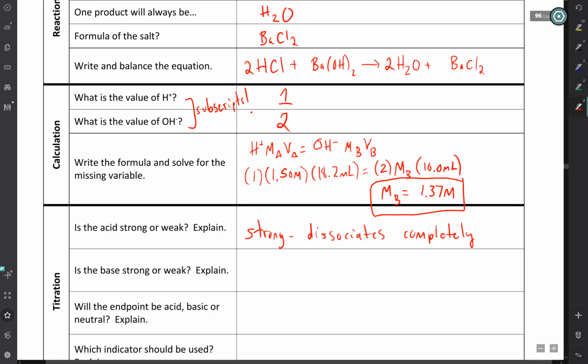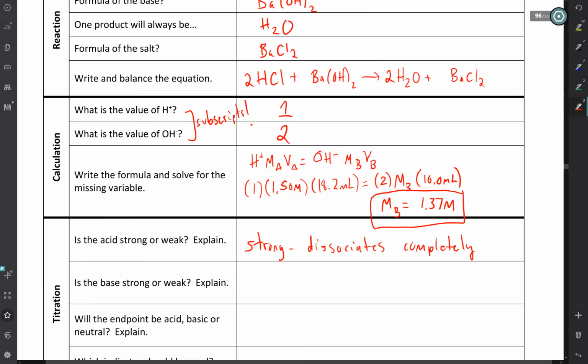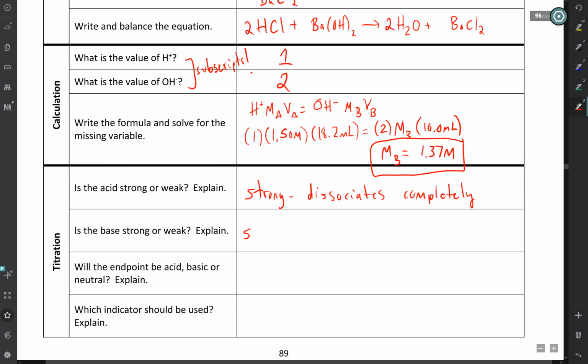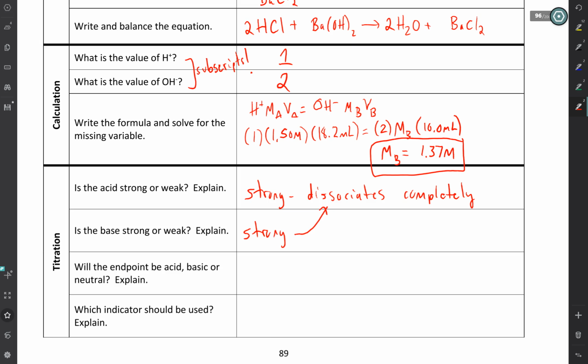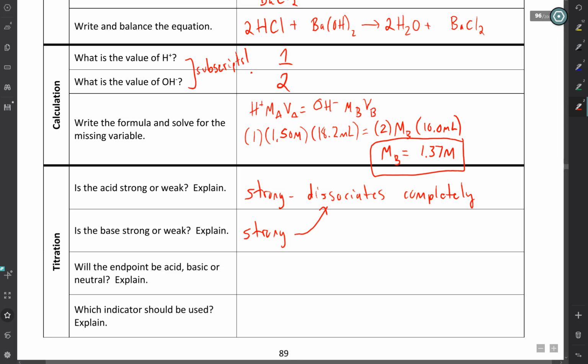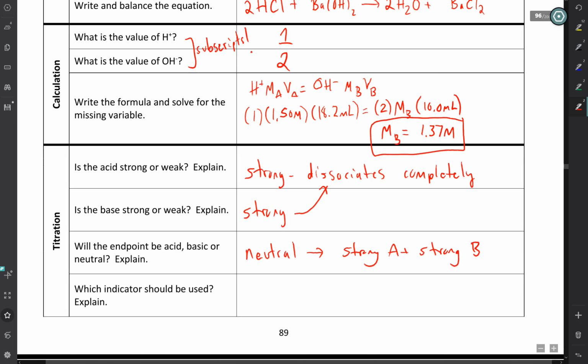Is the base strong or weak? Again, you've got to know your 7 strong bases. Barium hydroxide is a strong base. For exactly the same reason, it dissociates completely. So I've got a strong acid being neutralized with a strong base. Is that going to give us an equivalence point or endpoint that is going to be acidic, basic, or neutral? This is going to be neutral, based on what we just talked about. We have strong acid plus strong base. We'll let that suffice as an explanation.